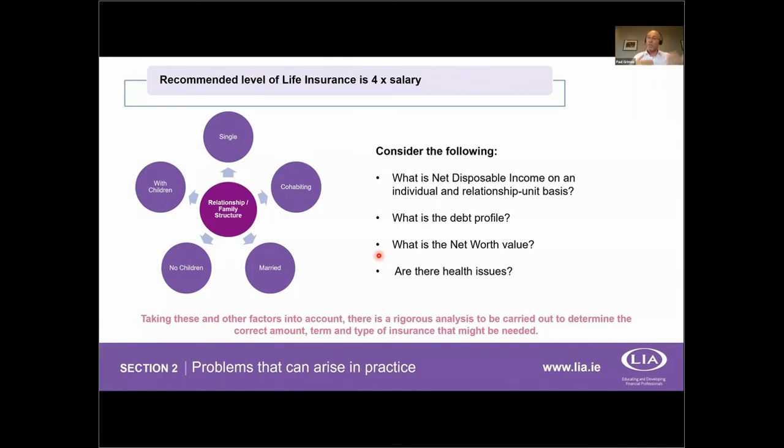So what's the debt profile? How is that covered? Is it covered slightly differently to the need to protect family and so on? So there are a whole range of issues associated with life insurance, which, to my mind, warrant an approach that is a bit more structured than simply taking 4 times salary.